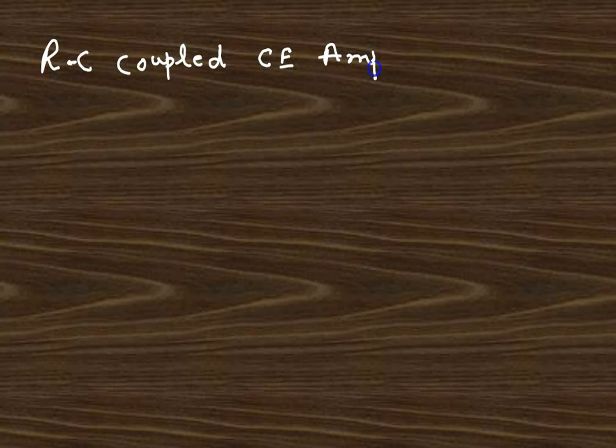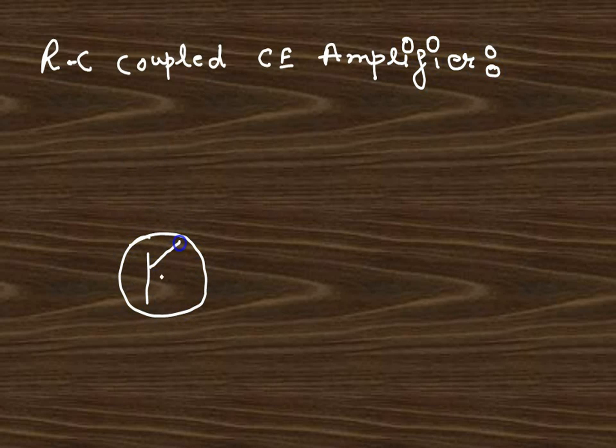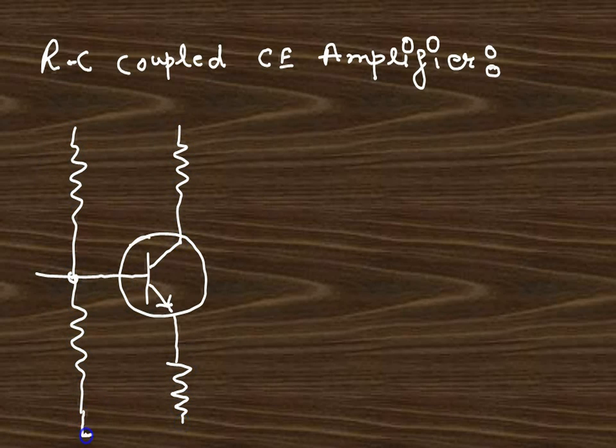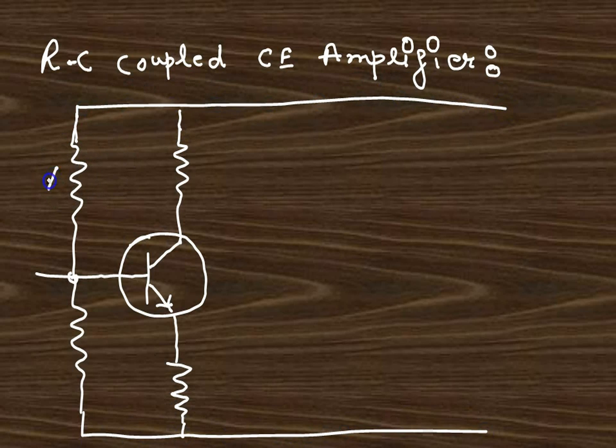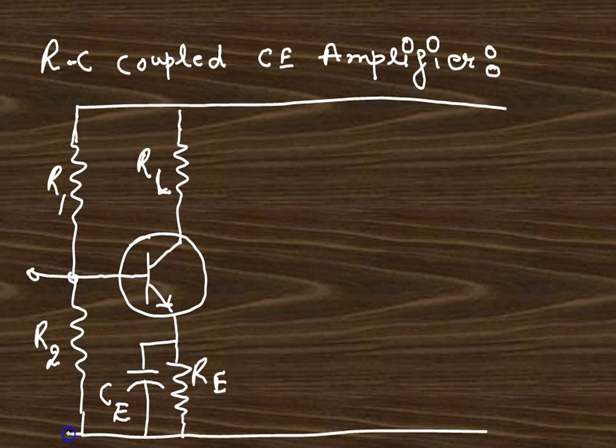RC coupled common emitter amplifier. Now here two transistor RC coupling is applied. The two transistors are Q1, Q2, with a four resistor biasing network and a CE bypass capacitor across RE.